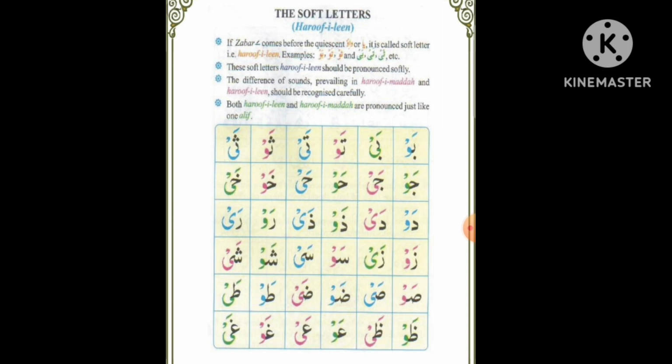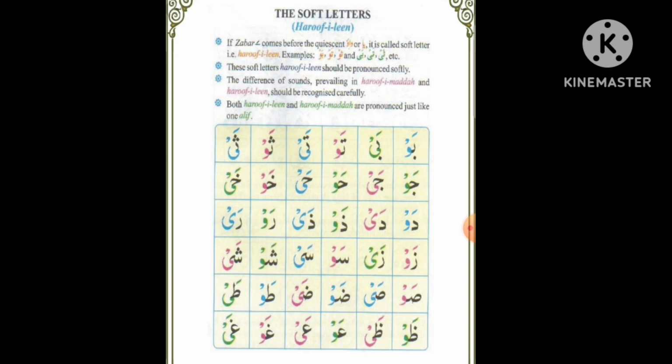Okay, so until now we learnt the short vowel sounds, that is the harakat: zabar, zer, pesh. Then we learnt the long vowel sounds: the vertical zabar, vertical zer, reversed pesh. And the letters of madda are also the long vowel sounds, because they have a similar sound to the vertical zabar, vertical zer, vertical pesh. Today we are going to learn a completely different concept.